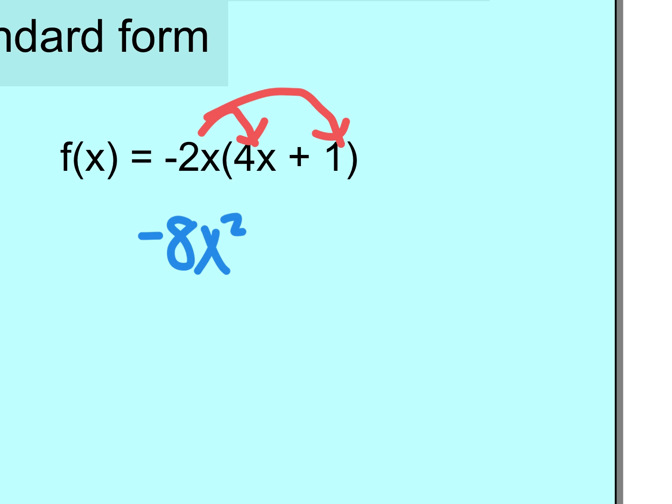The second one there, -2X times 1 is -2X. And that's it. It doesn't have a number at the end. And that's okay. It's just got two parts. I cannot add them together because they're not like terms.